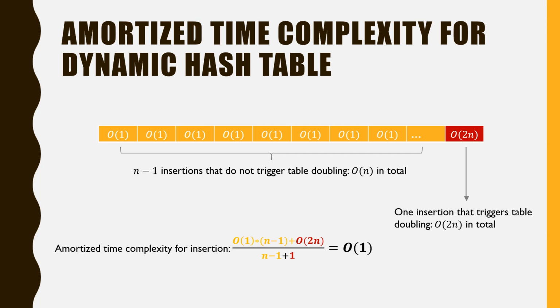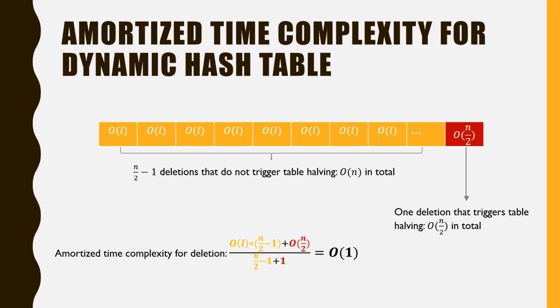The orange terms in the formula correspond to the n-1 insertions that do not trigger table doubling, and the red terms correspond to the only insertion that does. The resulting amortized time complexity remains O(1), a constant time. It means that if we perform a large number of insertions, we can expect each will still only take constant time, even accounting for the possibility of triggering table doubling.